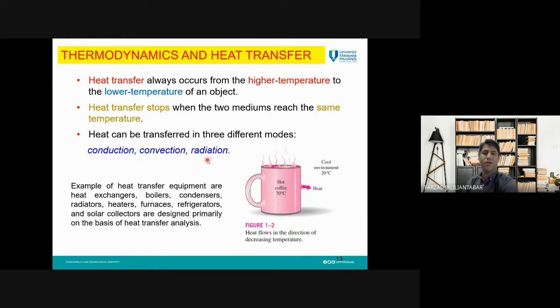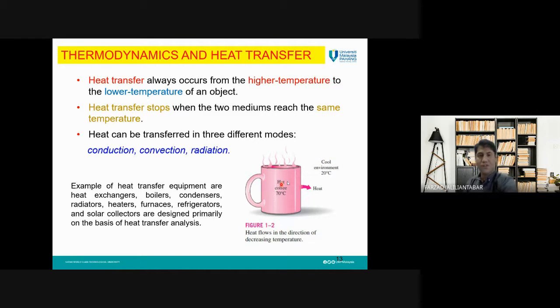Today we will go into some detail, not all of the information, but some detail, and you will see how this heat transfer is happening. You can see an example of heat transfer: a cup of tea or coffee transfers heat from the cup to the surroundings.